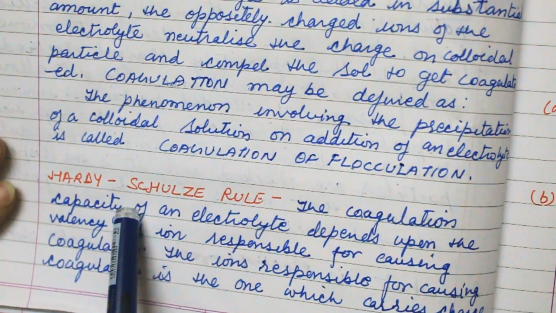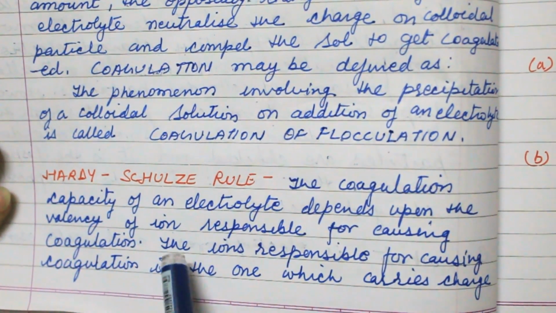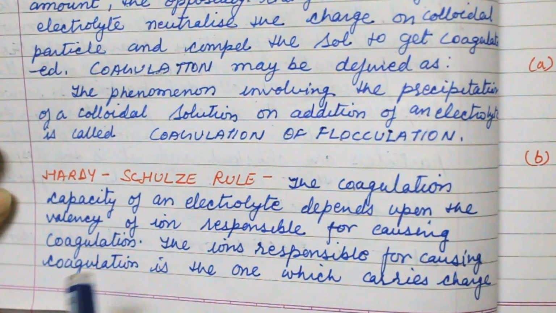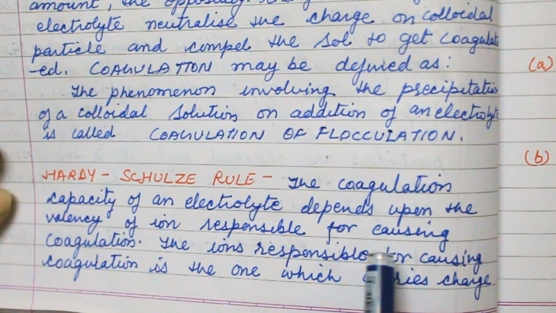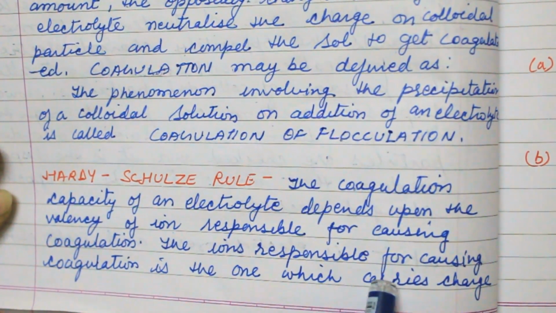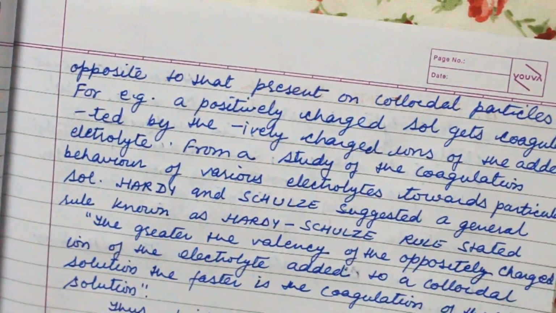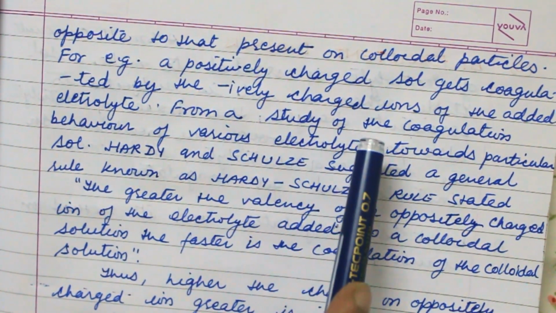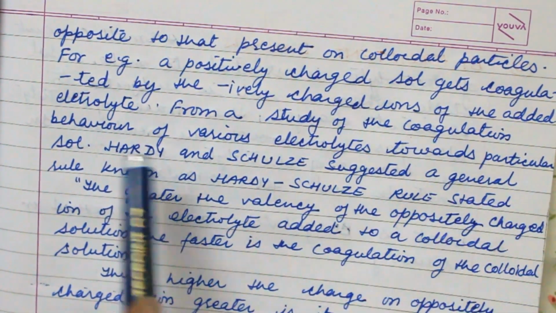Now, the Hardy-Schulze rule: the coagulation capacity of an electrolyte depends upon the valency of the ion. The ion responsible for causing coagulation is the one which carries a charge opposite to that present on the colloidal particle. For example, a positively charged sol gets coagulated by the negatively charged ions of the added electrolyte.